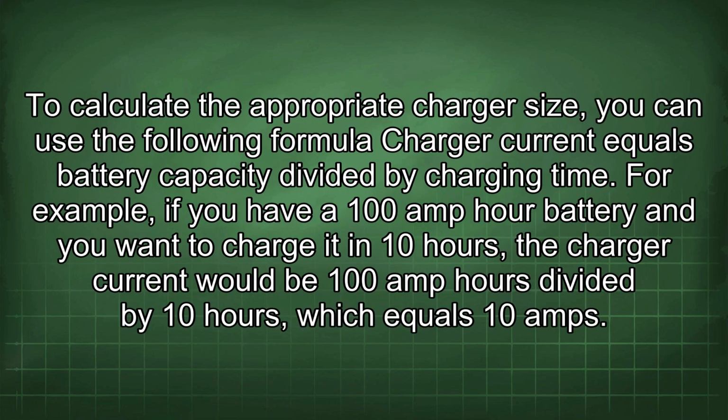To calculate the appropriate charger size, you can use the following formula: charger current equals battery capacity divided by charging time. For example, if you have a 100 amp hour battery and you want to charge it in 10 hours, the charger current would be 100 amp hours divided by 10 hours, which equals 10 amps.